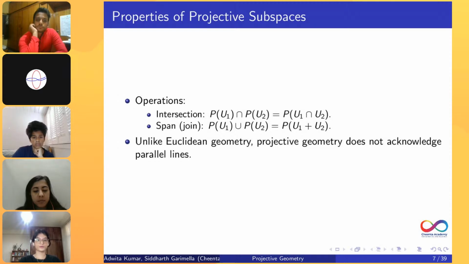Now we go on to properties of projective subspaces. Operations include intersection. As you can see, P(U1) intersect P(U2) is equal to P of the intersection of U1 and U2. Another one is span, which is also known as join. It says P(U1) union P(U2) is equal to P(U1 plus U2). Unlike Euclidean geometry, there is no concept of parallel lines in projective geometry. Next slide, please.